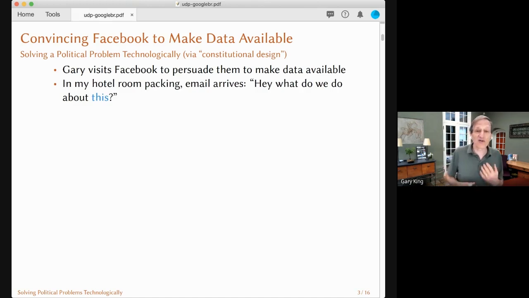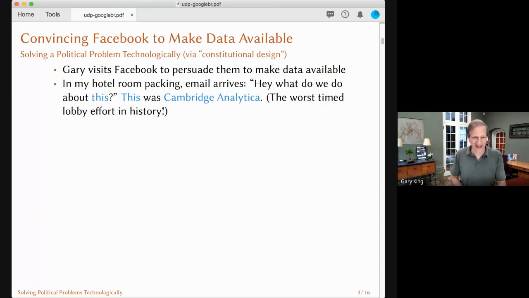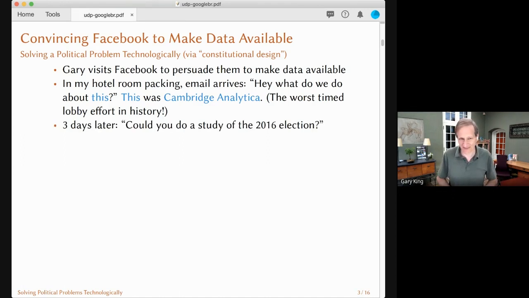And I'm in my hotel room packing to go home, and I get an email from the people I was talking to at Facebook, and they say, hey, what do we do about this? And this was Cambridge Analytica. So this was the worst timed lobby event in the history of the world. Right? It was crazy, right? Because Cambridge Analytica was an academic that violated his responsibility and gave the data to some private company. So that didn't make any sense. So I went home, I packed, I thought, there's enough of this.